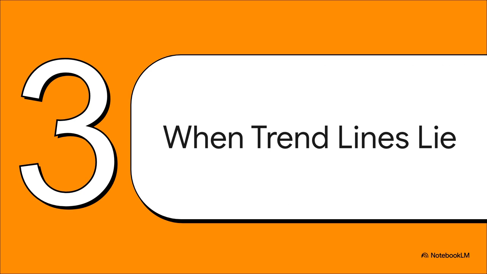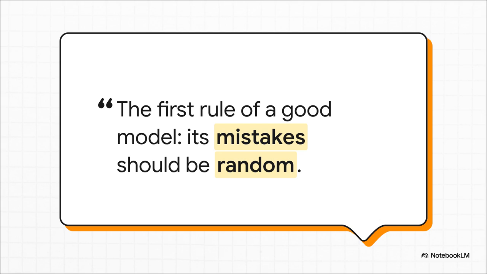And here's where we get our first plot twist. Because the simplest tool isn't always the right one. And sometimes these simple trend lines, they lie. You have to remember, every model makes mistakes. There's always a little gap between the prediction and what actually happened. We call these mistakes residuals. And here's the first rule of being a good data detective. For a model to be any good, its mistakes have to be completely random. They should look like static on an old TV. No pattern, no rhyme or reason.